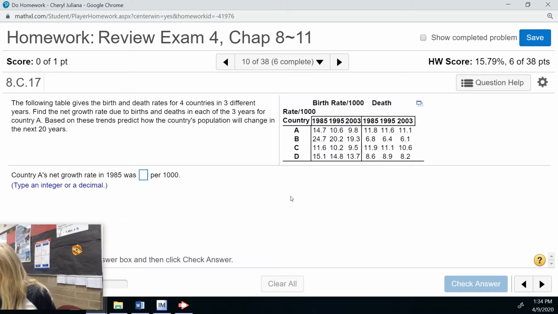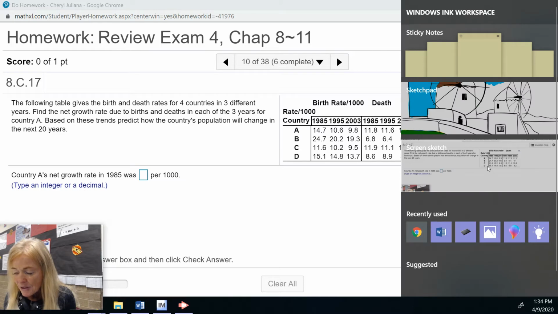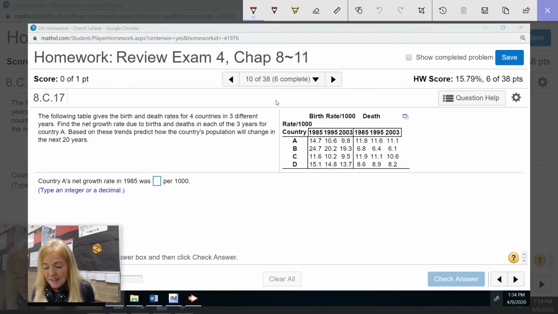All right, what's next? Number 10? This one's an easy one. I should be able to do it. The following table gives the birth and death rates for 4 countries in 3 different years. Find the net growth rate due to births and deaths in each of the 3 years for country A. And then, based on these trends, predict how the country's population will change in the next 20 years.